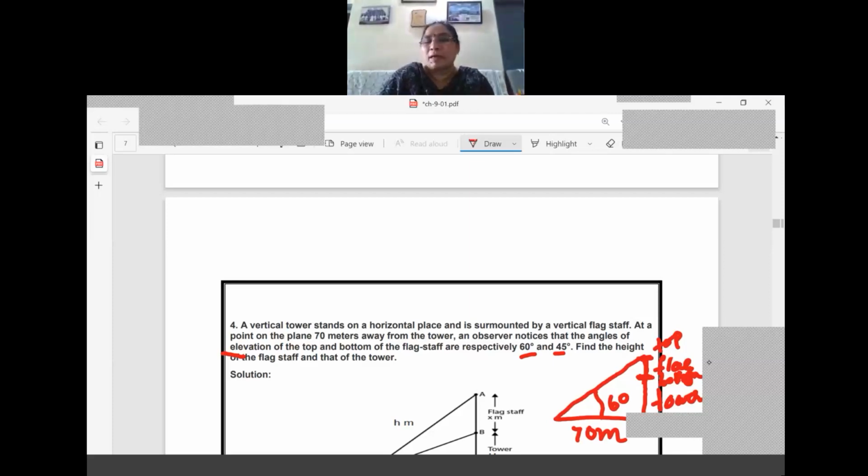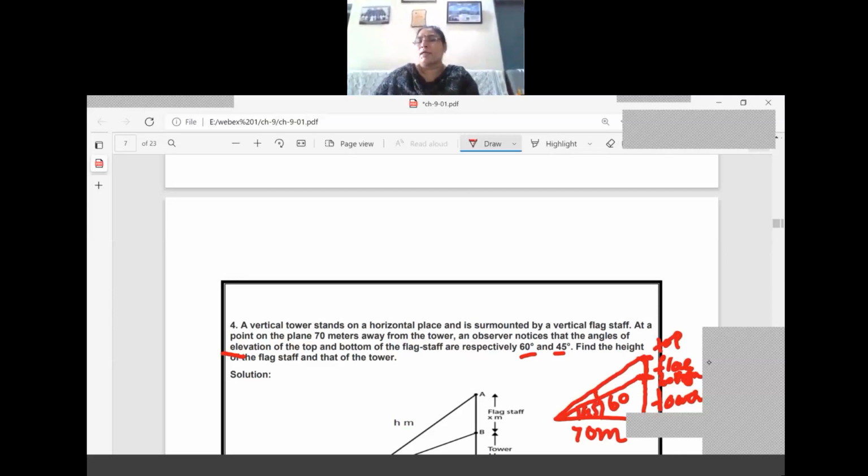Now the bottom of the flag, what is the angle it is making? It is 45. So you are getting two types of angle of elevation here. That means two right triangles you will get. Which are the right triangles? Let me mark some letters: P, Q, R, S. So PQR is one right triangle, and at the same time PQS is also a right triangle. From PQR, tan 45 is to be used; from PQS, tan 60 is to be used. That is the concept. Two different right triangles we are getting. Based on that we can write.